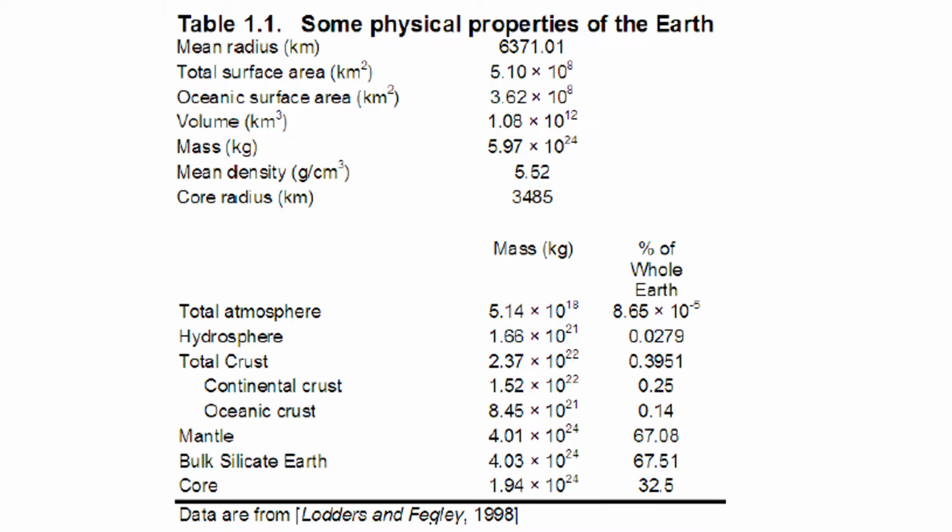That's a lot. So we also have the density, the core radius, and we also have the mass of each layer. We have the atmosphere, hydrosphere, we have the mantle, bulk silicate earth, and we have also the core. So these are some of the physical properties of the earth.